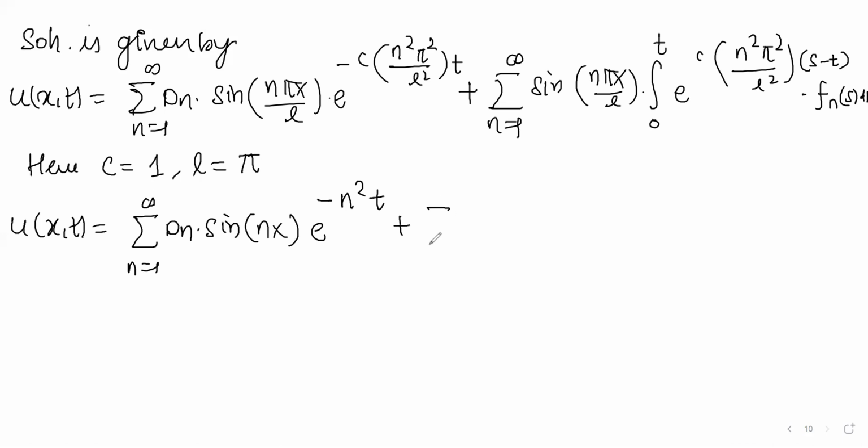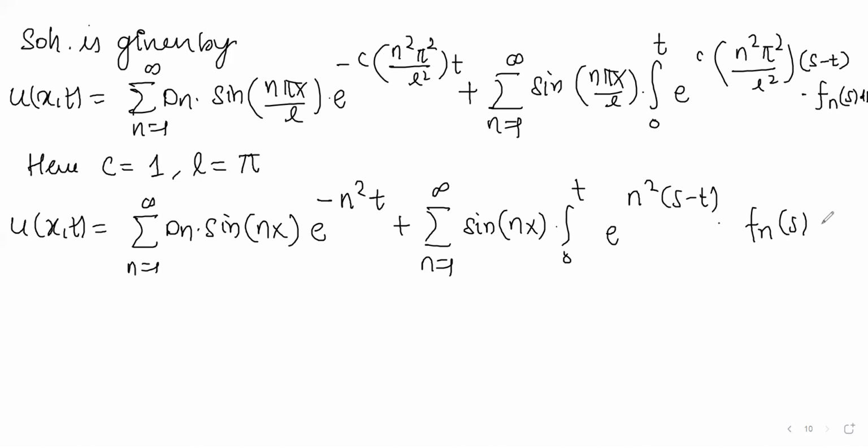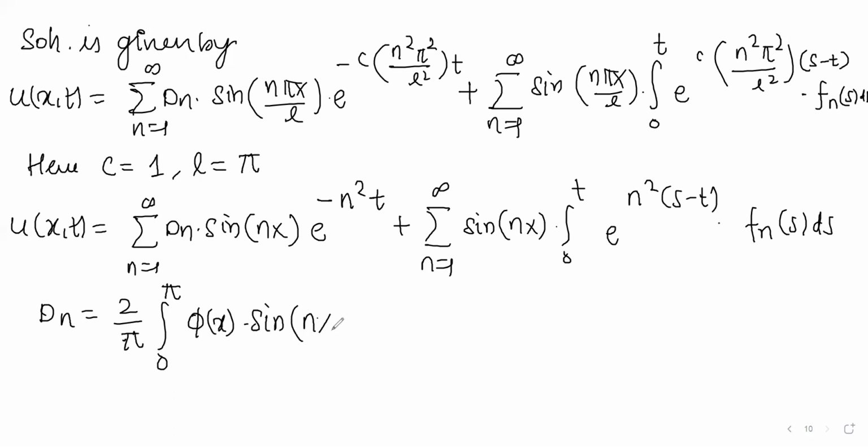And then plus summation n equals 1 to infinity, again I'll have sine nx, then integral 0 to t of e power minus n square into (t minus s), and then f_n of s ds. Our goal is to find d_n now, which you can easily find using this formula: 2 by pi, since L is pi, integral 0 to pi of f of x into sine nx. So let us solve this.